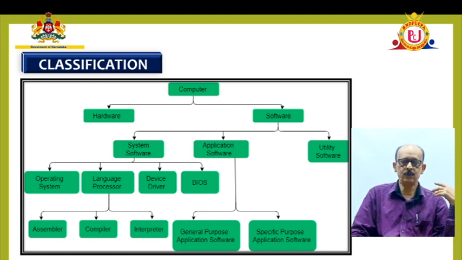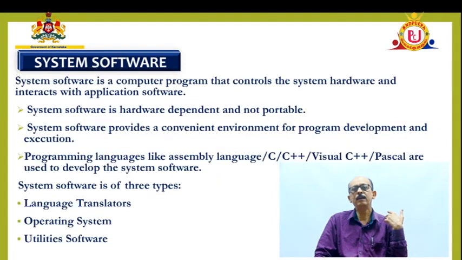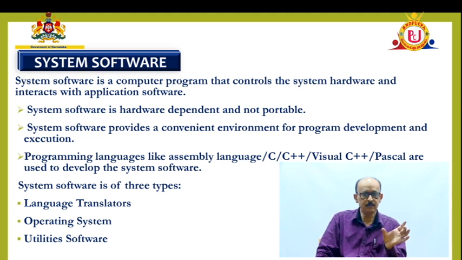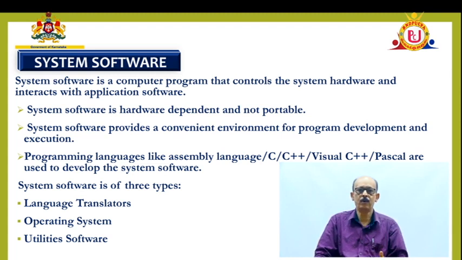Next, when we take up the system software, that system software I told you will act as a mediator between the user and the hardware. That software is also called an interface. For example, the operating system. That operating system is a system software which has the capability of controlling the hardware components.